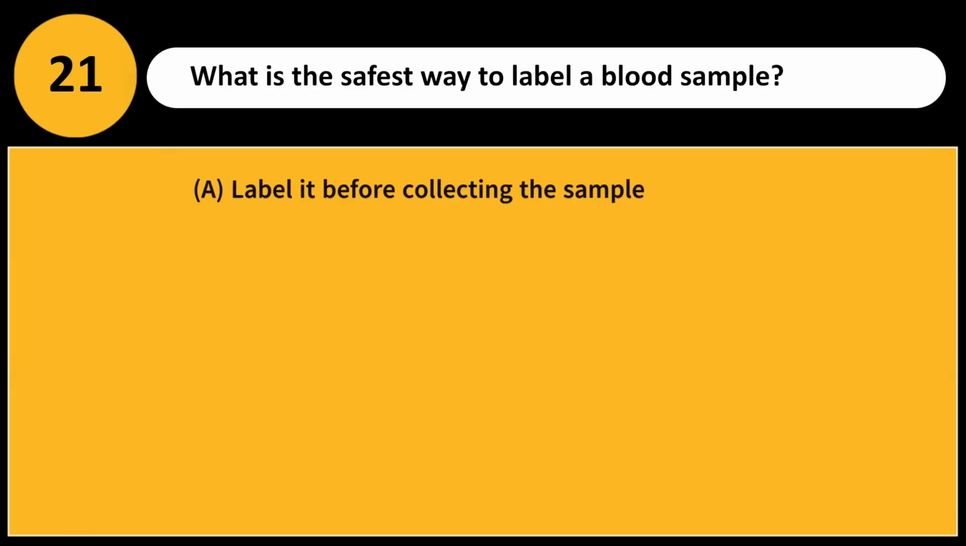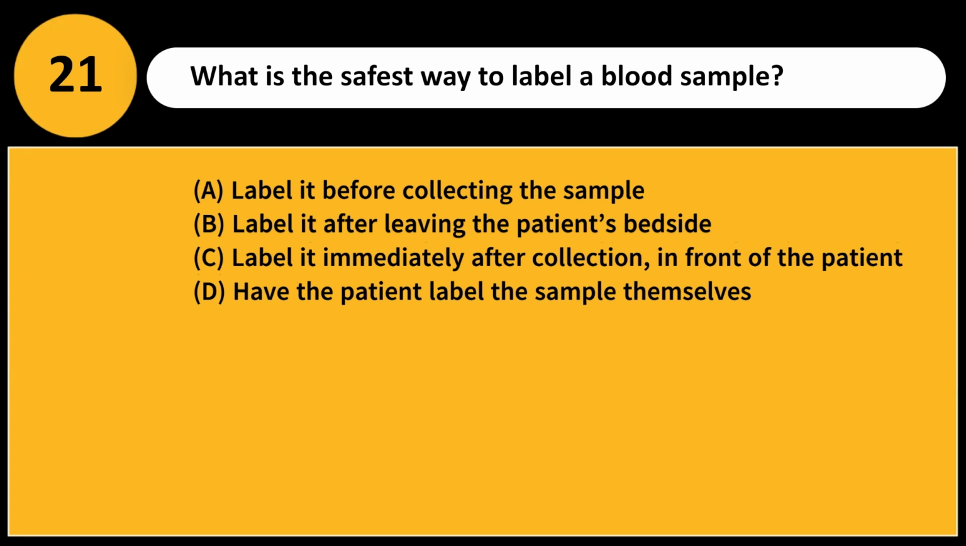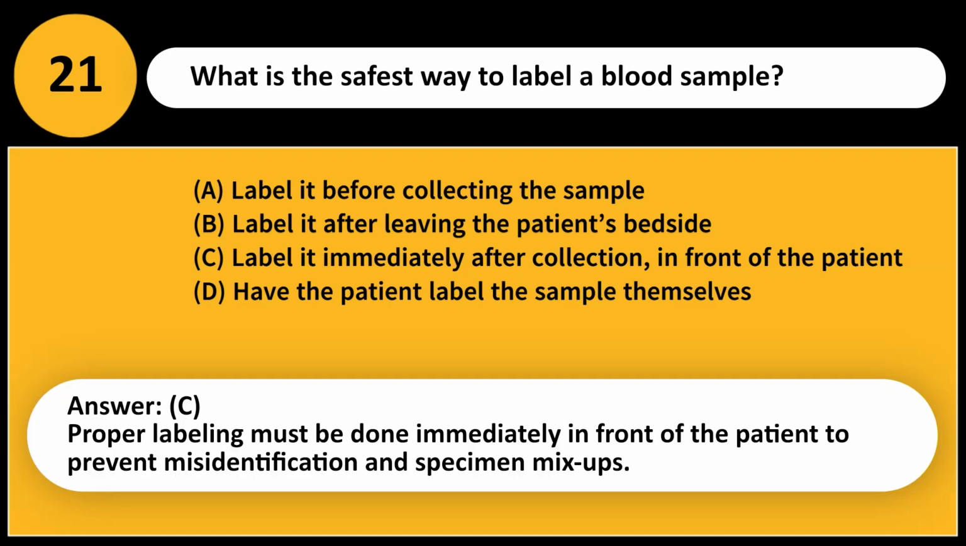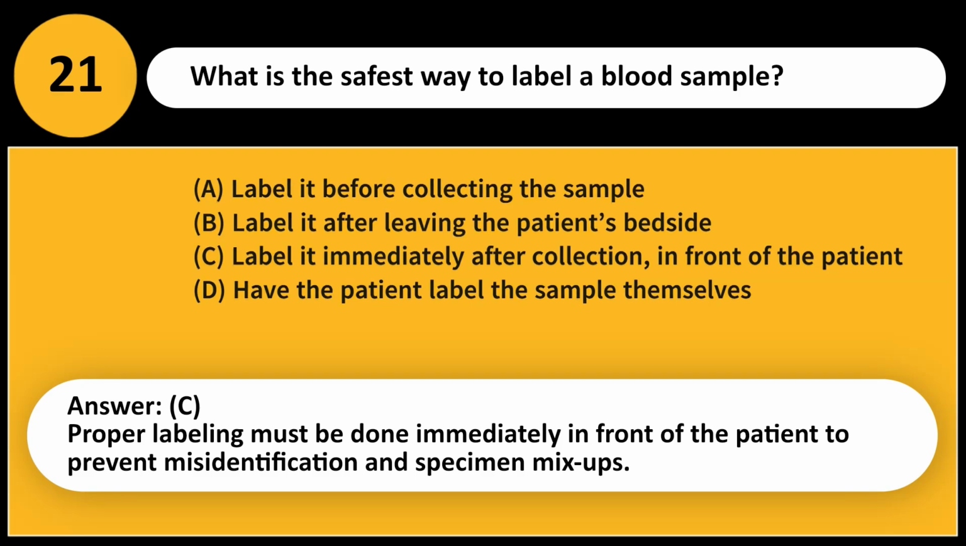What is the safest way to label a blood sample? A. Label it before collecting the sample. B. Label it after leaving the patient's bedside. C. Label it immediately after collection, in front of the patient. D. Have the patient label the sample themselves. Answer: C. Proper labeling must be done immediately in front of the patient to prevent misidentification and specimen mix-ups.